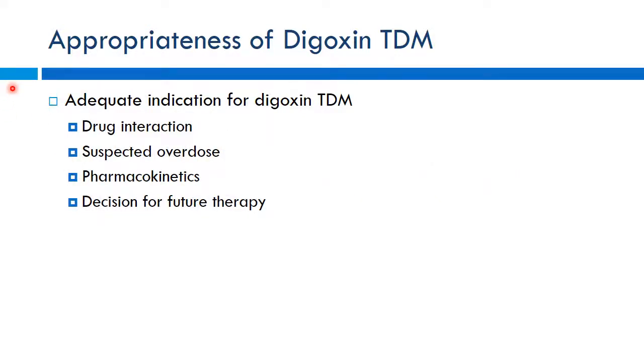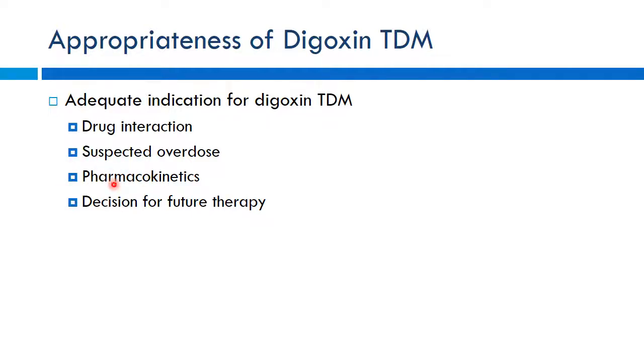Okay. Other things, drug interactions. If you have a new drug interaction that could be affecting digoxin clearance, you can check a level for that. If you're suspecting overdose, and again, not necessarily intentional overdose, but they could have been overdosed chronically over a period of time and not even realize it.